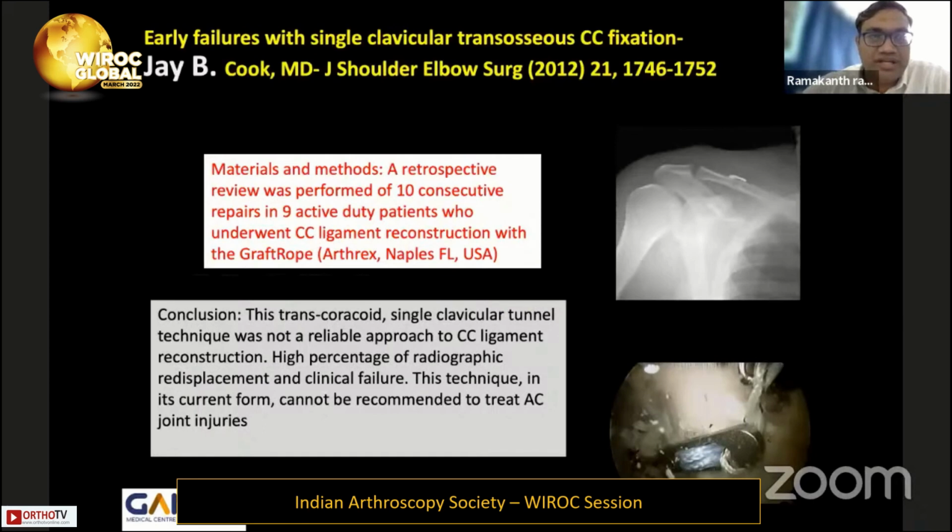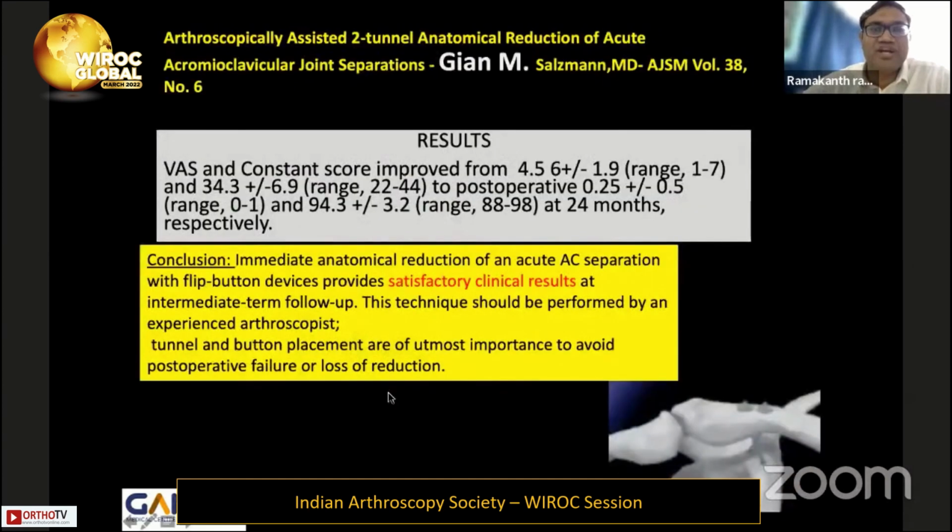So coming to the literature review, Jay et al. from his study has shown that a single clavicular tunnel is not a good reliable option for CC ligament due to a high percentage of displacement and clinical failure, while Gian et al. has recommended the double tunnel technique for anatomical reduction in cases of acute AC dislocation with flip buttons, and he showed satisfactory results at the intermediate follow-up.